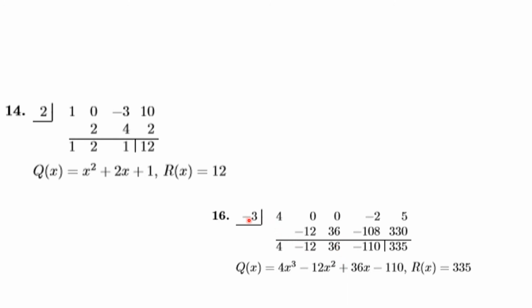36 times minus 3 is minus 108. I add up and down, I get minus 110. And minus 110 times minus 3 is a positive 330. I add that, and I get 335. So that means that this division, there's 2 results. One is that my quotient is 4. It was x to the 4th, but now it is x cubed, minus 12x squared, plus 36x, minus 110, and the remainder is 335.